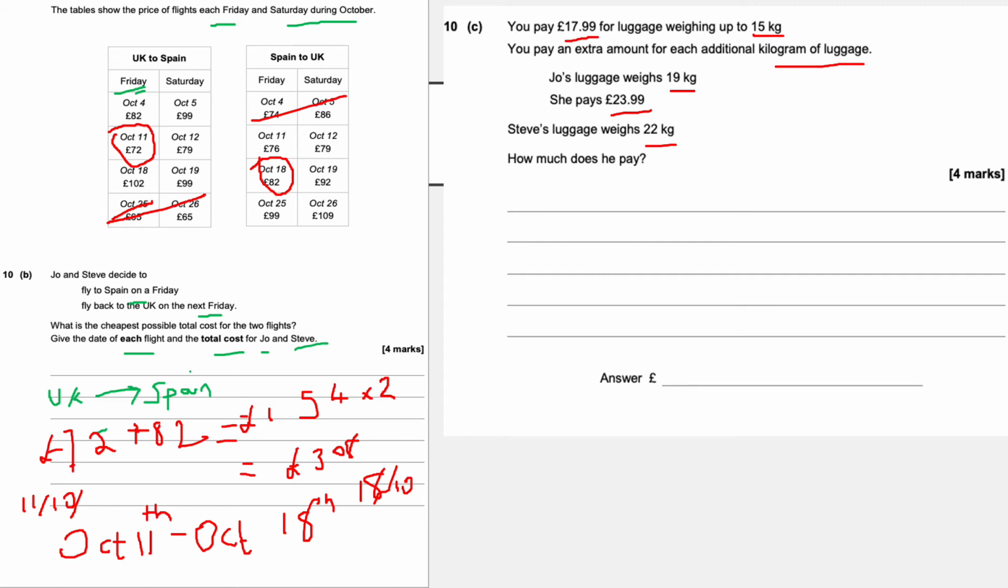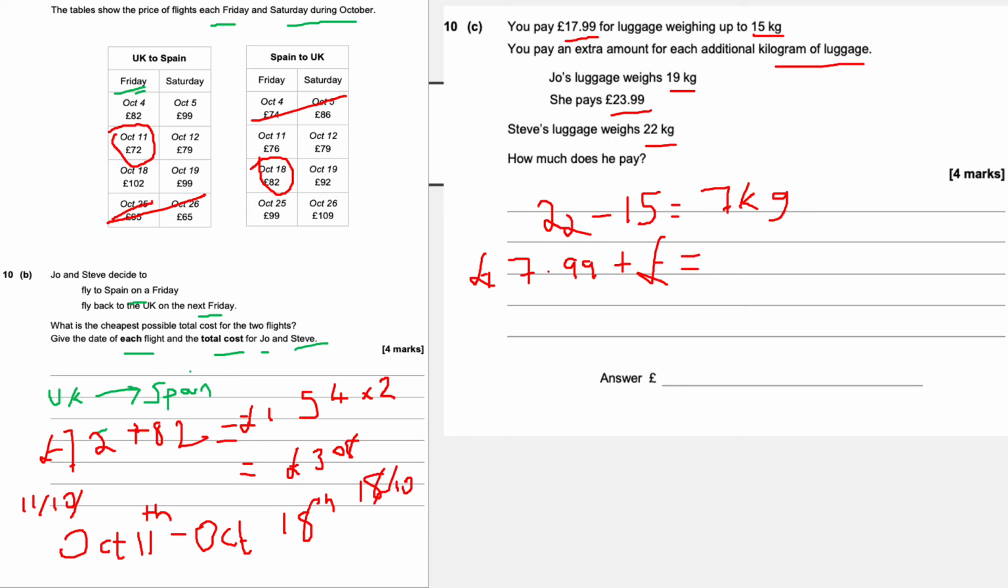Okay, so first of all, let's work out the difference. So 22 kilograms subtract 15 kilograms. That's going to tell me how much the luggage is over this limit, which is 7 kilograms, okay? So Steve is going to pay £17.99 plus the price for this luggage. We don't know how much that is yet, but we can use Joe's information to work out how much that additional luggage would be.